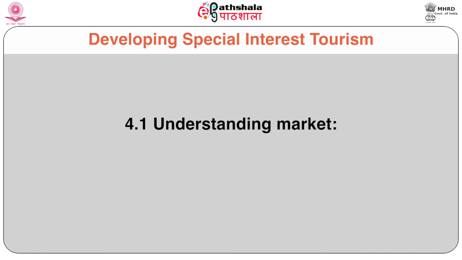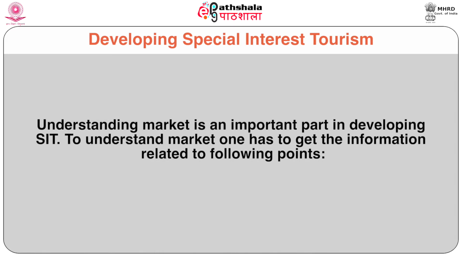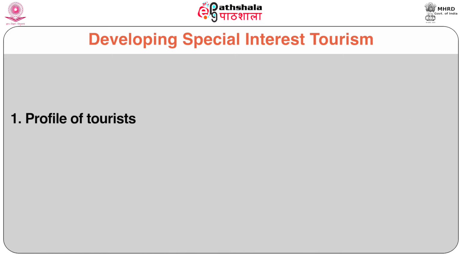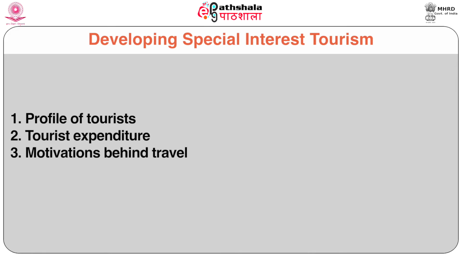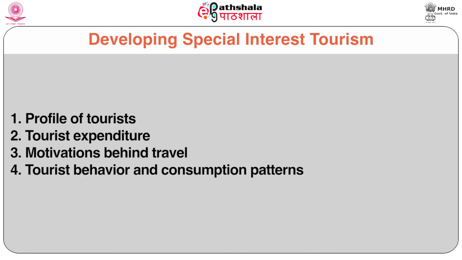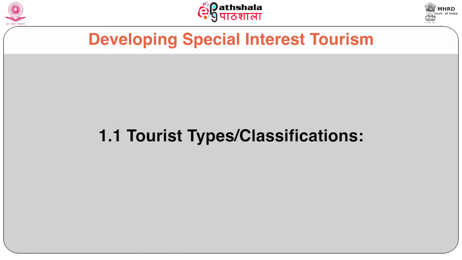Understanding market. Understanding the market is an important part of developing special interest tourism. To understand the market, one has to get information related to the following points: profile of tourists, tourist expenditure, motivation behind travel, tourist behavior and consumption patterns, consumer satisfaction levels. First, tourist types or classification.